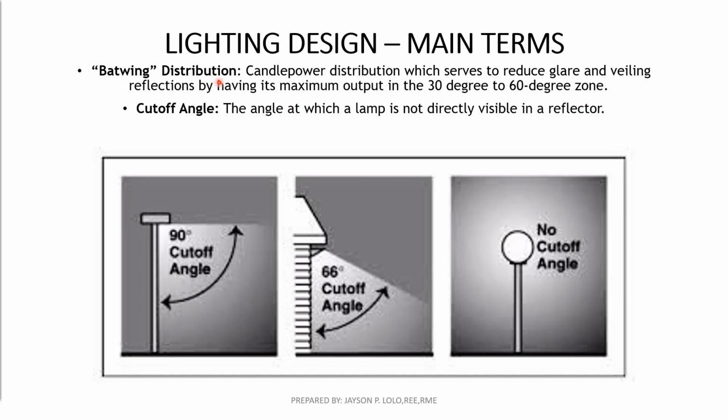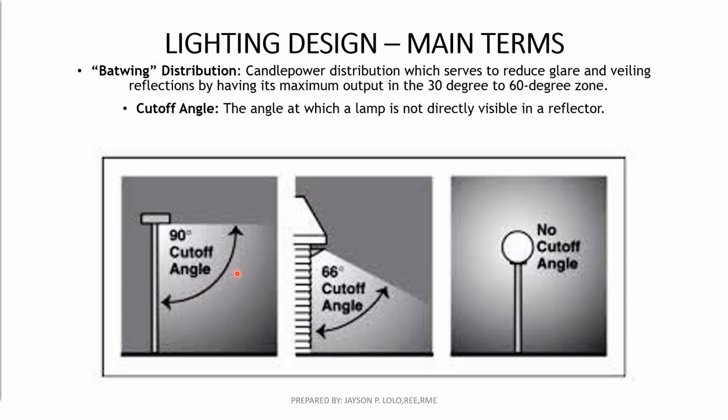How do we understand that? We need to identify the cutoff angle. This is the angle at which a lamp is not directly visible in a reflector. You can see in this part we have this lamp. Then, the distribution of light is in the form of a 90 degree cutoff angle.